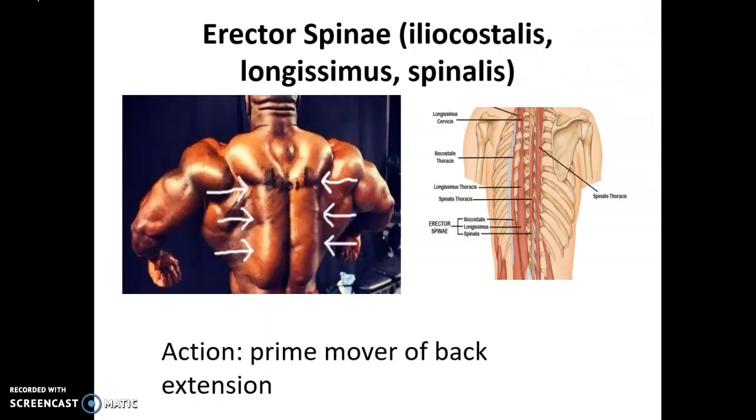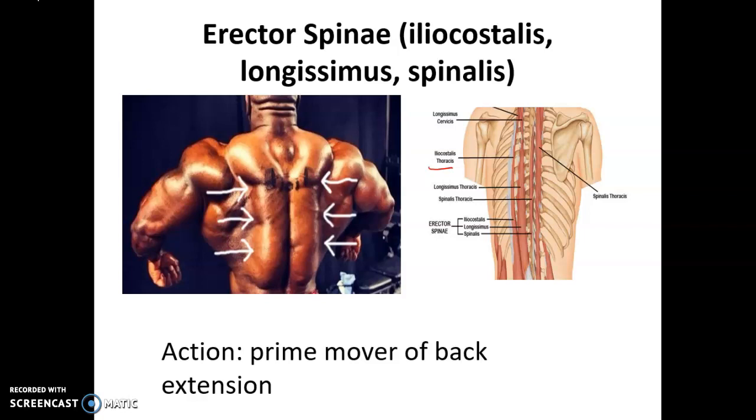Okay, now moving on to some posture muscles at the back. They are called erector spinae muscles. There are three muscles. The first one is called iliocostalis, as you see here.